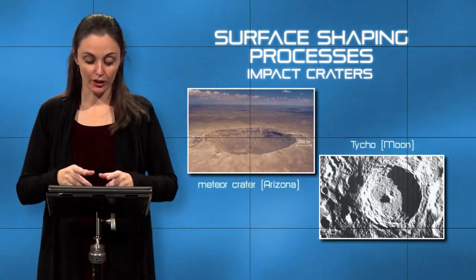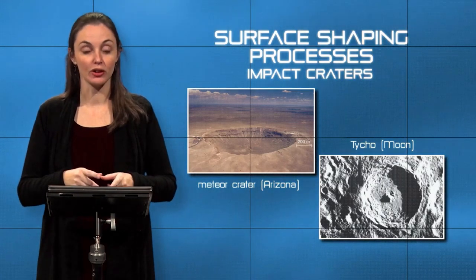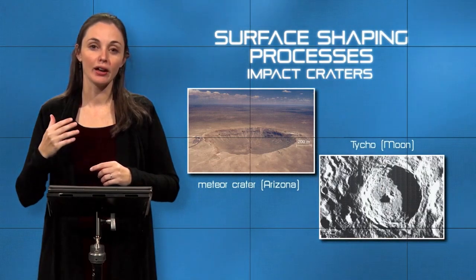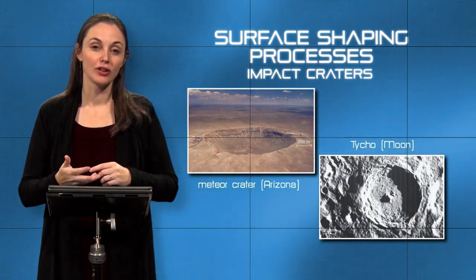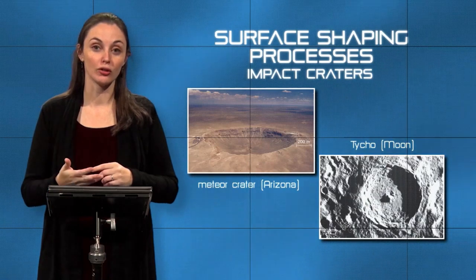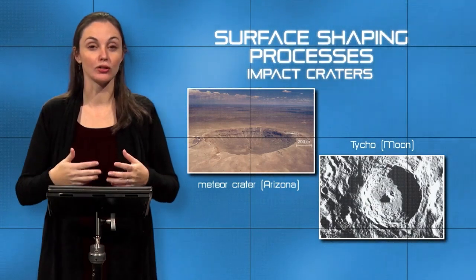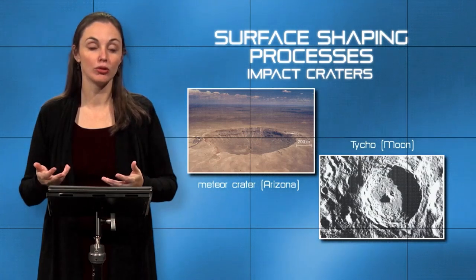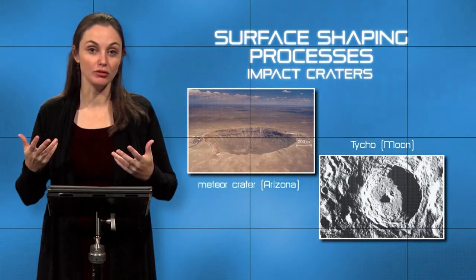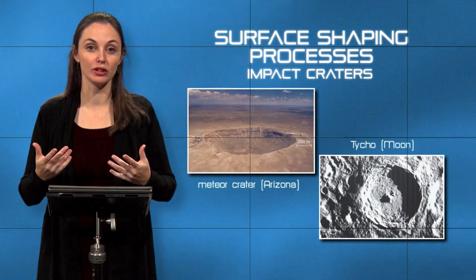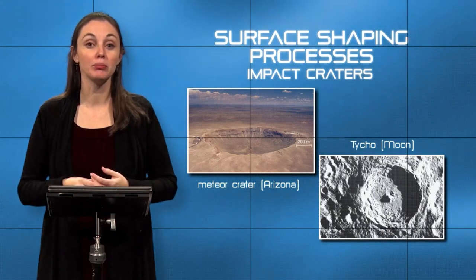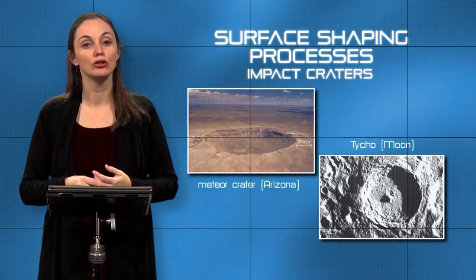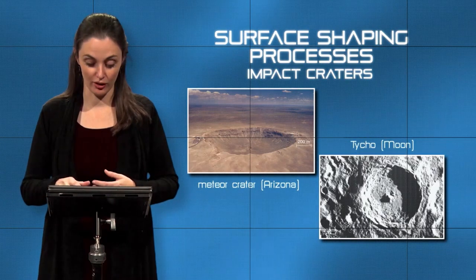So you can already see similar processes on Earth versus the Moon. The difference here is that an impact on Earth is going to be very quickly destroyed through erosional processes and through the plate tectonic process, whereas an impact crater on the Moon could remain relatively untouched. It could be relatively unchanged for possibly billions of years, because there are just no processes on the Moon that could destroy surface features like this.